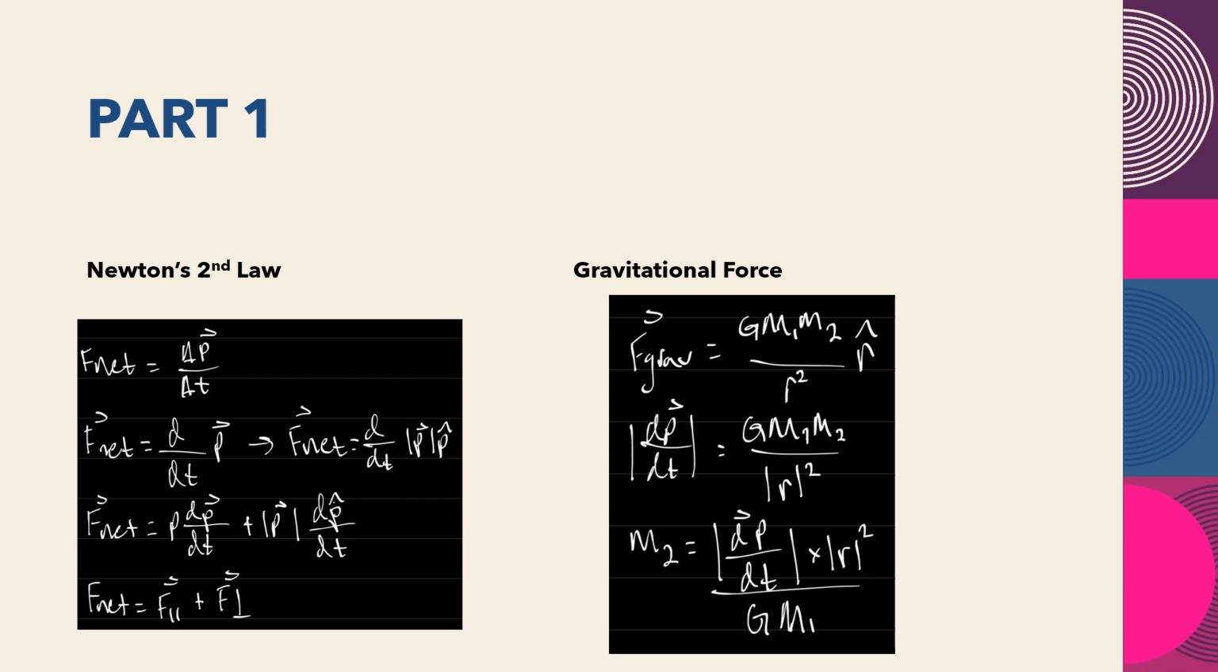And then for the net gravitational force, we can say the gravitational constant times our two masses times the direction divided by the radius squared is also equal to, when configured with the net force, dp dt, equaling the gravitational constant times mass 1, mass 2, over radius squared. And we can reconfigure that to get our second mass, the black hole mass.